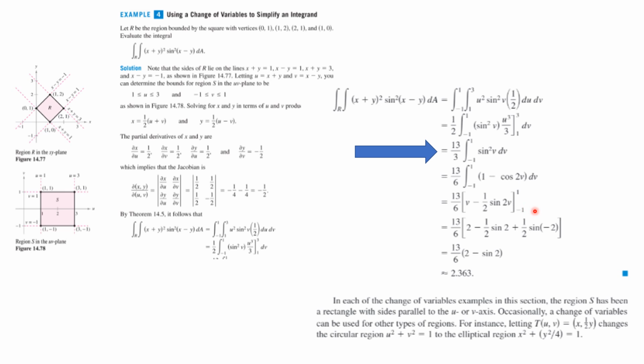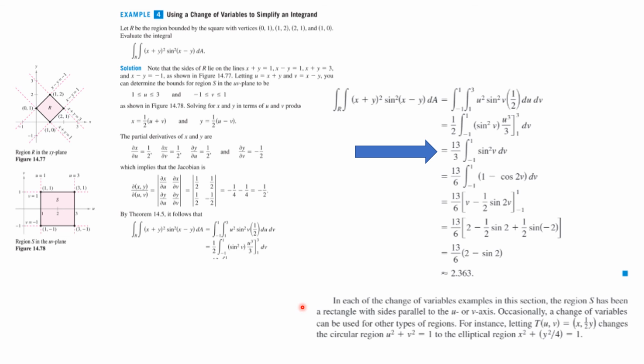We do term by term, and we substitute minus 1 and 1 in, and we get as a final answer 13/6 times (2 minus sine 2). Now this is the sine of 2 radians, which is a number. This is the exact answer. If you plug this into a calculator and come up with an approximation, we had this.